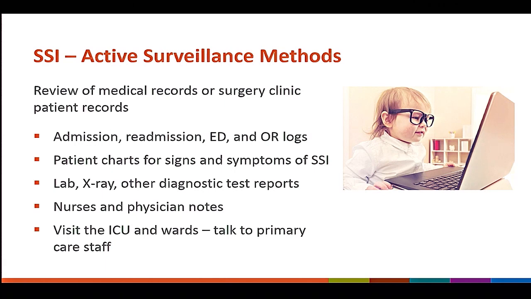Next, I want to touch on the concept of active surveillance methods for SSIs. There are different ways to perform SSI surveillance within your facility, including reviewing medical records or surgery clinic patient records, looking at admission, readmission, ED, and OR logs, reviewing patient charts for signs and symptoms of SSIs, looking at your labs, x-rays, and diagnostic tests or reports, reviewing nurses' and physicians' notes, and visiting your ICUs and wards and talking to the primary care staff. They have a lot of valuable information that can help you with your surveillance.